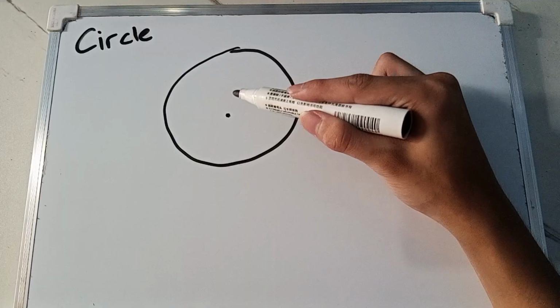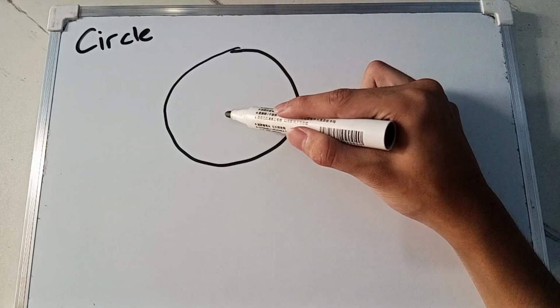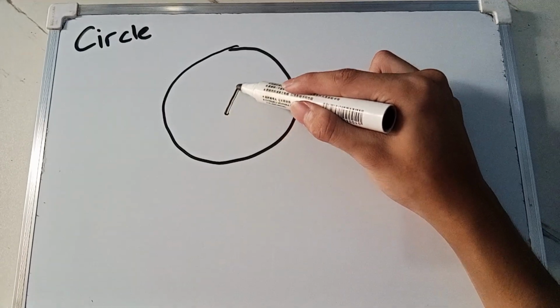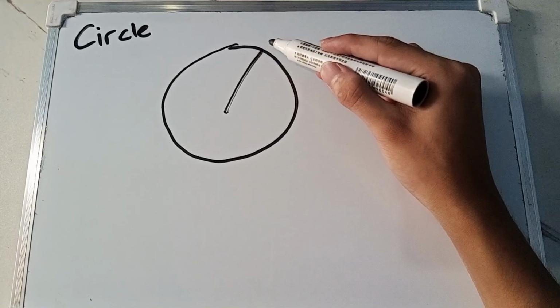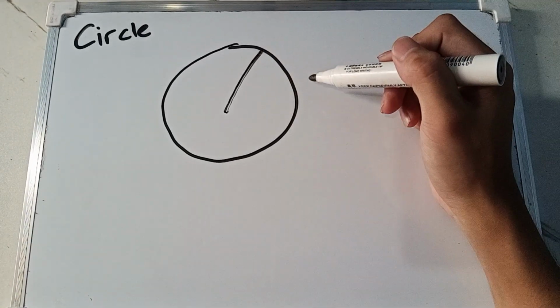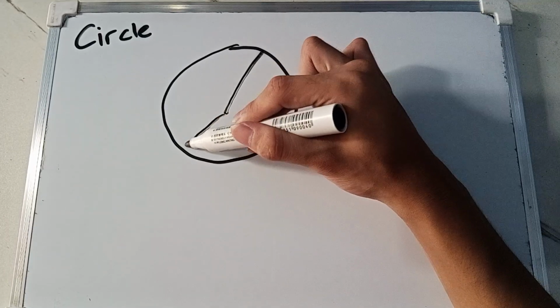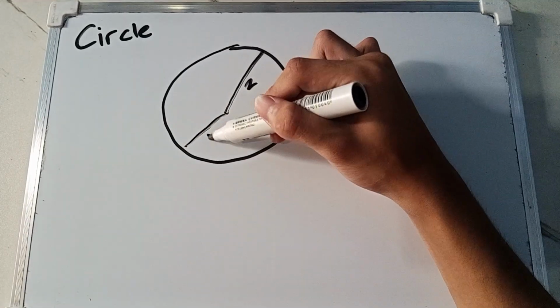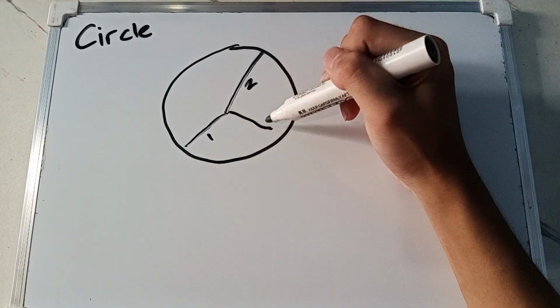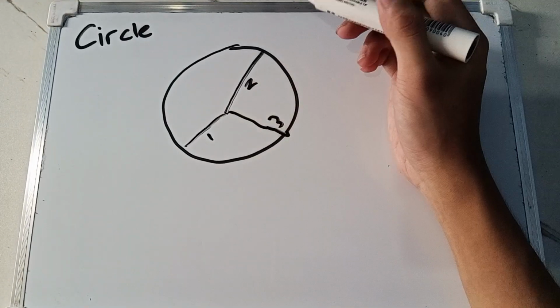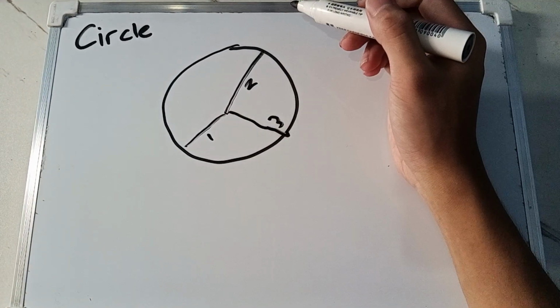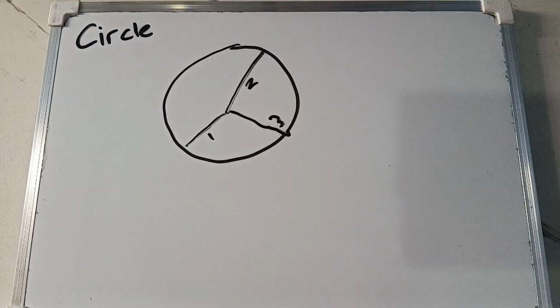And the distance from the fixed point, or the center, to a certain point in the plane is equal to everything around it. So these two are equal. This is also equal to these two. So that is how you define a circle.